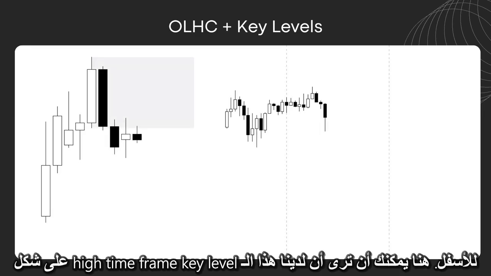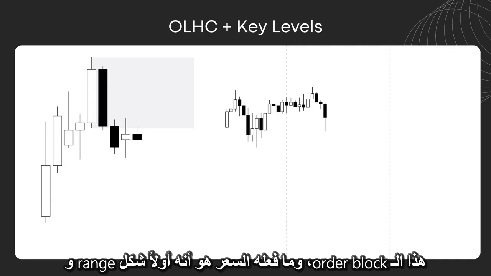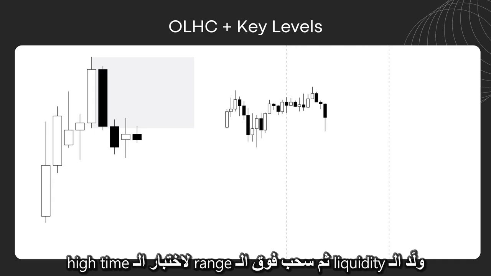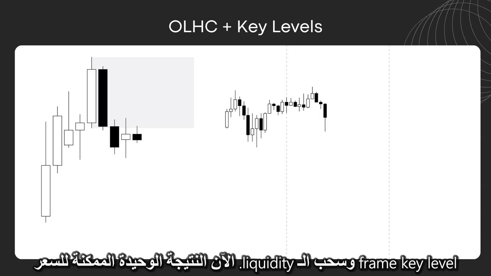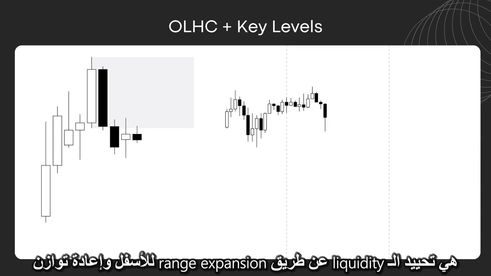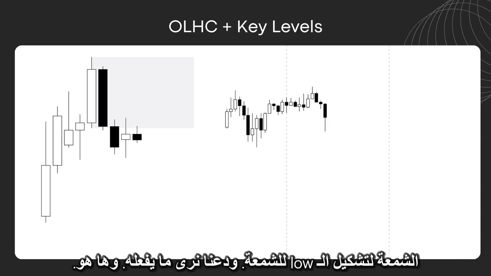Right here you can see that we've got this higher time frame key level in the form of this order block, and what price did is first of all it formed a range and generated liquidity, and then it purged above the range to test the higher time frame key level and purge the liquidity. Now, the only possible outcome for price is to neutralize liquidity by having a range expansion lower and rebalance in a candle to form the low of the candle. Right? Let's see what it does.